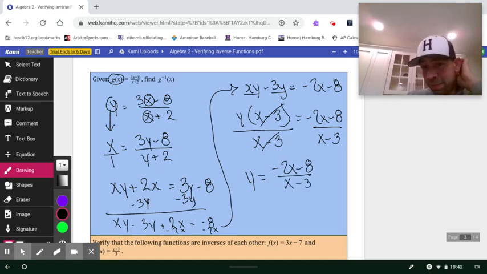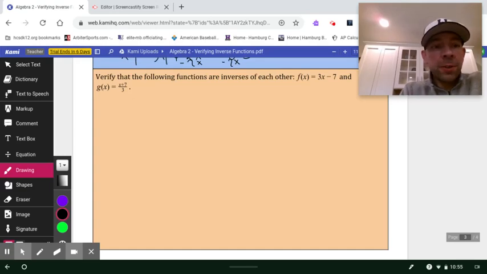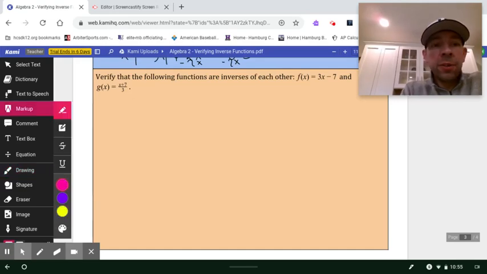Now you'll notice there's more negatives than positives, we'll say. So what I could do is multiply the top and the bottom of that fraction by negative 1 to make it 2x plus 8 all over negative x plus 3, or in other words, 3 minus x, and that's an equivalent form. So f inverse of x is probably best written as 2x plus 8 over 3 minus x. Boom.